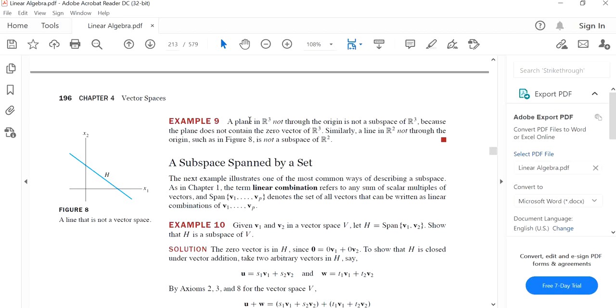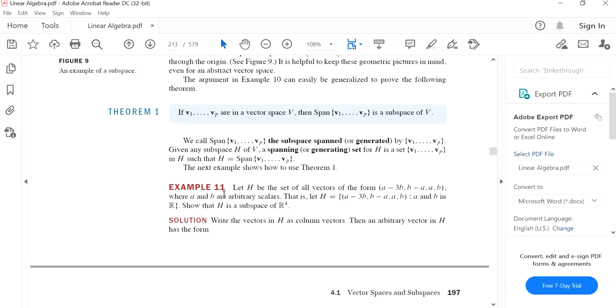And example 9, a plane in R3 not through the origin is not a subspace of R3 because the plane does not have the zero vector. Similarly, a line in R2 not through the origin is not a subspace of R2. It might have been difficult to draw for R3, but for R2 it is evident, because if say you have a line, this line is not a subspace of R2 because this line does not pass through the origin.